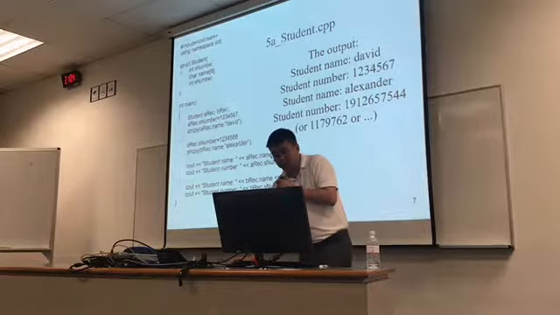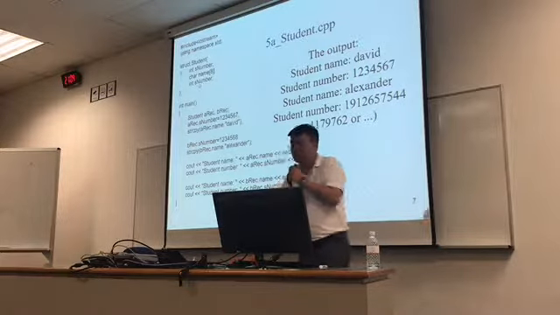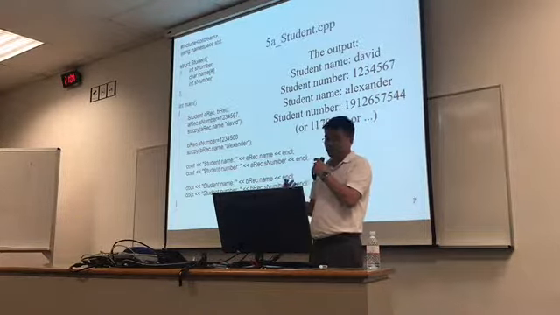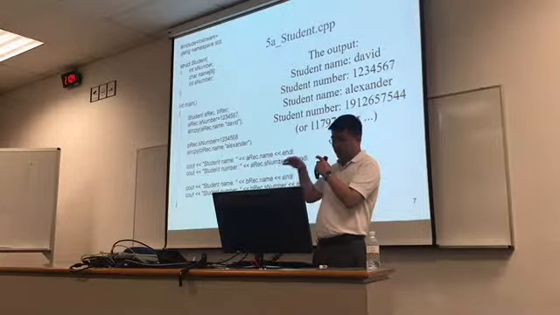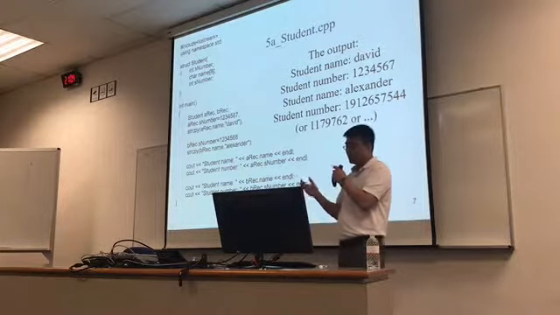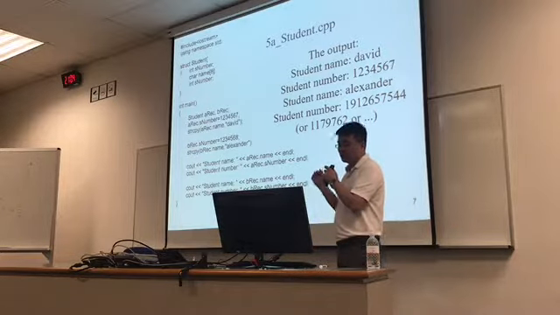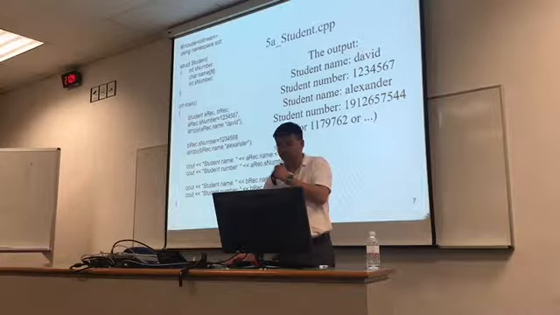Actually, the reason is that we only allocate 8 characters for the name. This string is longer than 8 characters. Then what happens? The extra characters will overwrite the next part of the memory, which is the student number, because in this structure we put the character array together with the student number. If you have a longer string than the buffer size, then it will overwrite the next part, which is the student number. So that's why you will see some strange numbers for the student number.